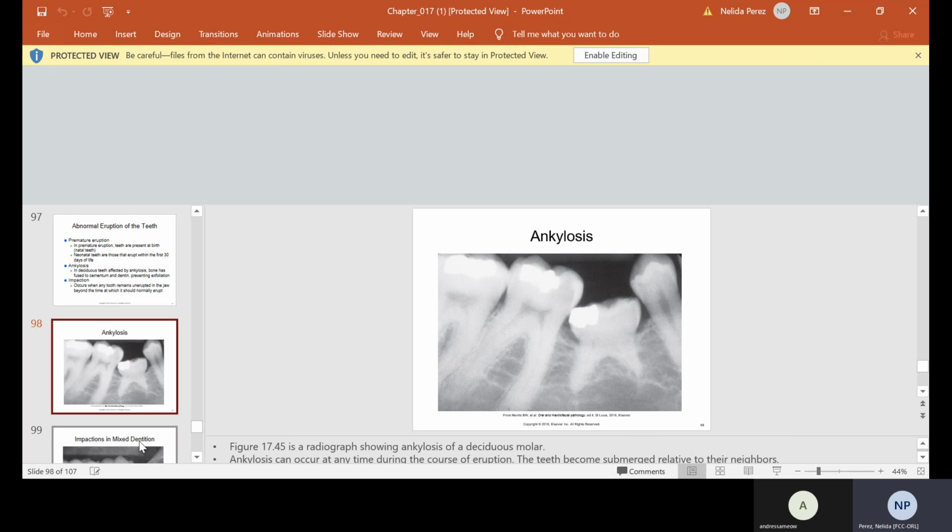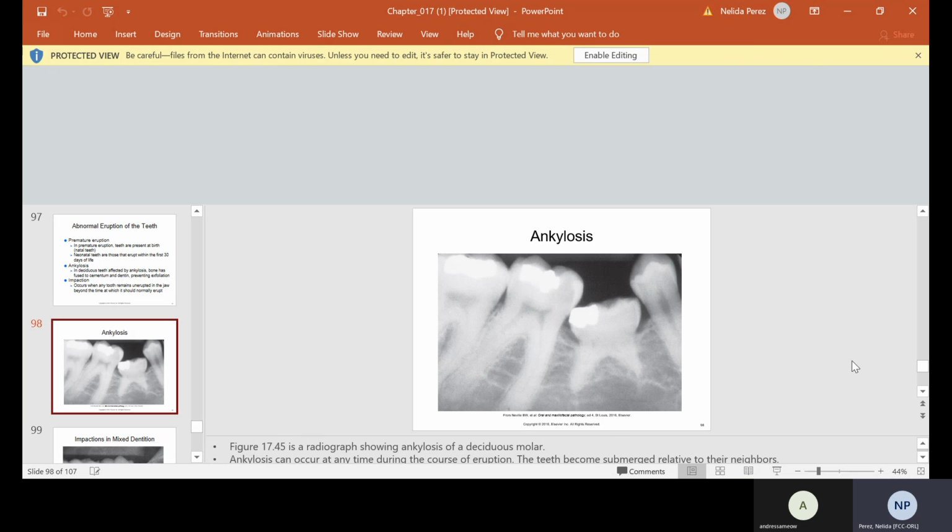Here's a picture of ankylosis. So in this case, the permanent tooth did not erupt. The baby tooth is still there. At this point, it's probably best to keep the baby tooth because, as you can see, this is a deciduous molar. There is no permanent coming in.